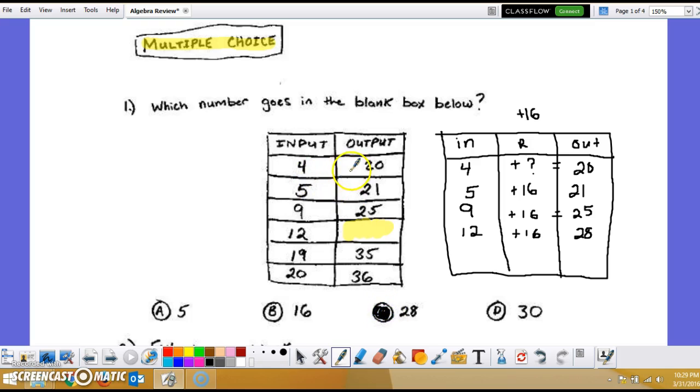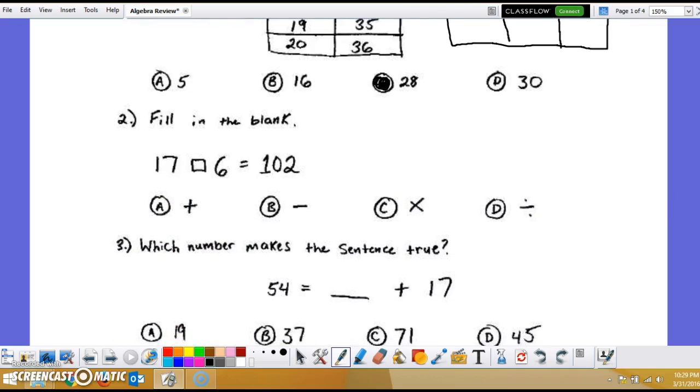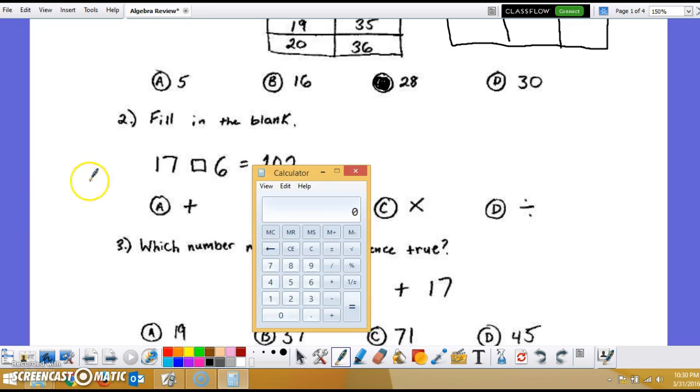So even though the input-output box is already set up for you, make sure that you are setting up a separate input-output box off to the side or on a separate piece of paper where you can determine the rule using algebraic thinking. On to number 2. Another algebra problem, except this time you need to know, are we adding, subtracting, multiplying, or dividing? 17 blank 6 equals 102. Well, the great thing about the algebra test is we can use our calculator. And in this case, because it's multiple choice, you can test each one and see which one works.